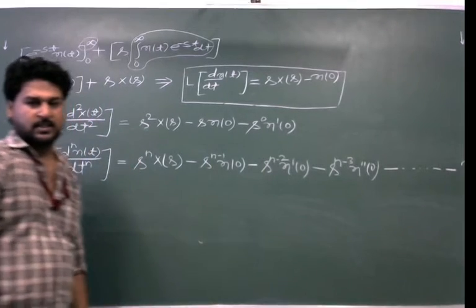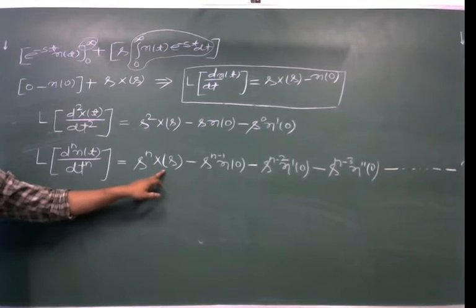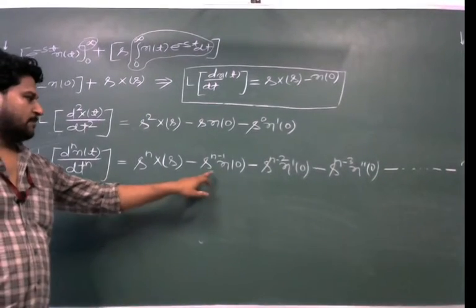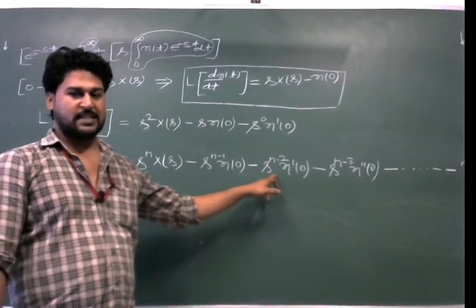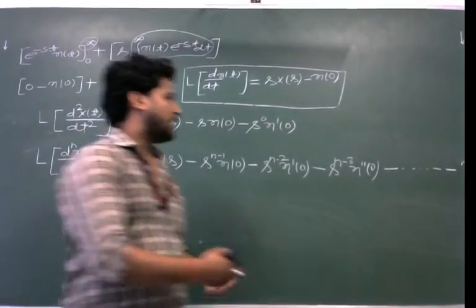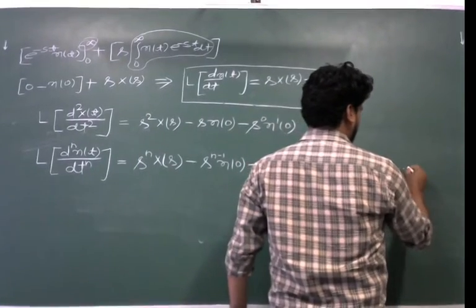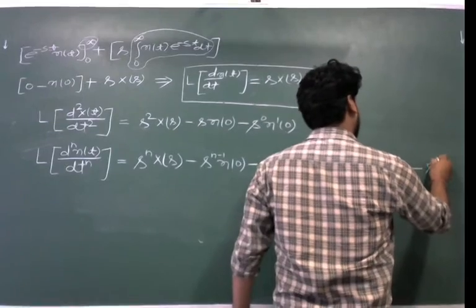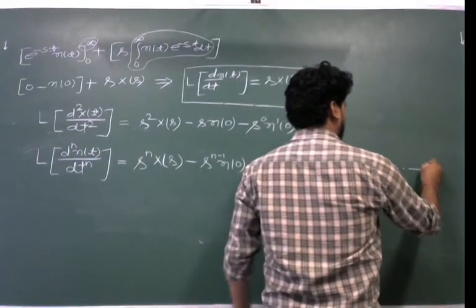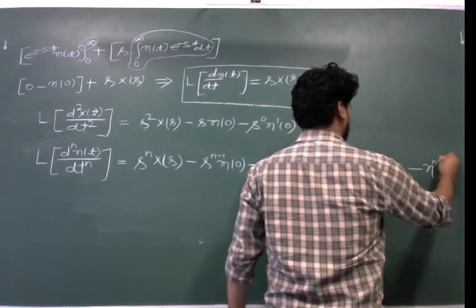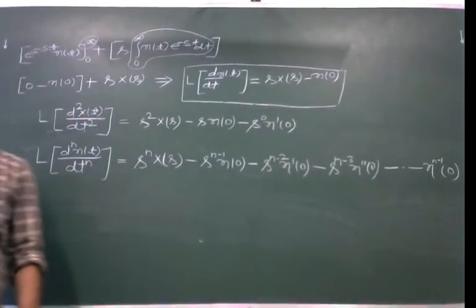This is what we will get if I differentiate the signal x(t) n times. Then this will become s power n X(s) minus s power n minus 1 x(0) minus s power n minus 2 x dash 0 minus s power n minus 3 x double dash 0, and so on, ending with minus s power n minus n, meaning s power 0, which I will write as 1, times the differentiation of x, n minus 1 times, at 0. This is what we will get after the differentiation.